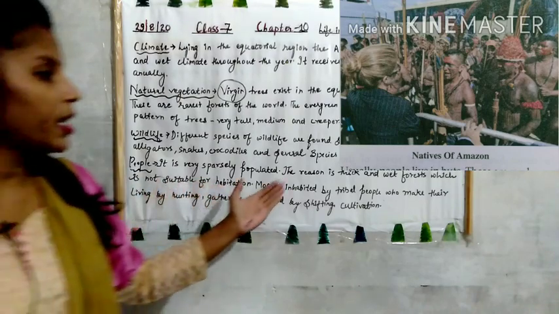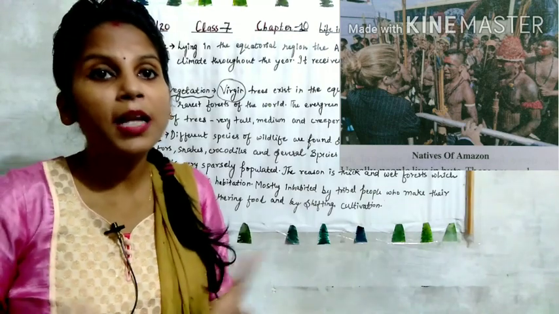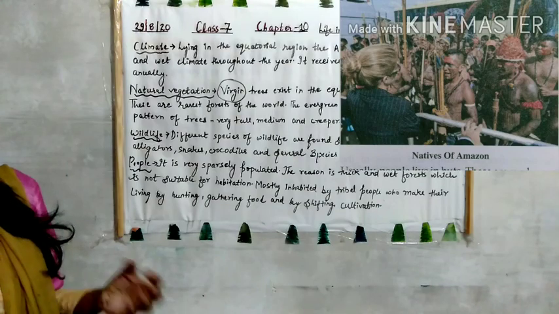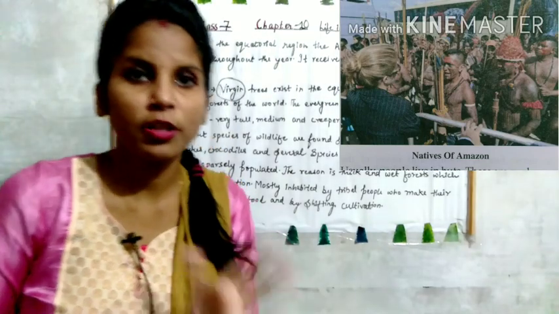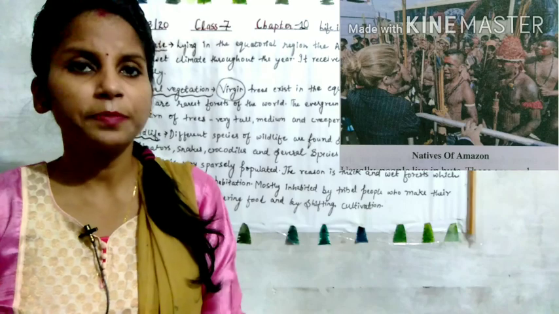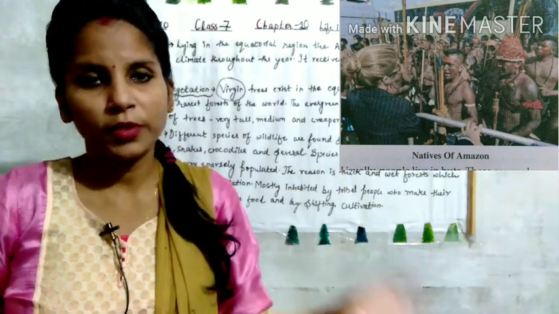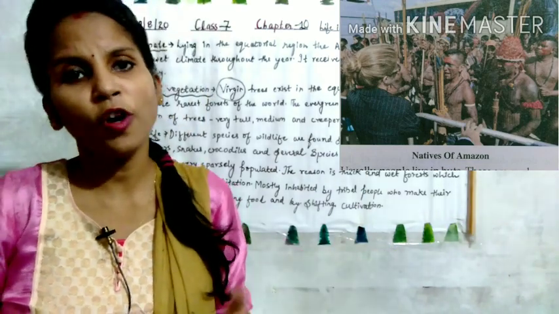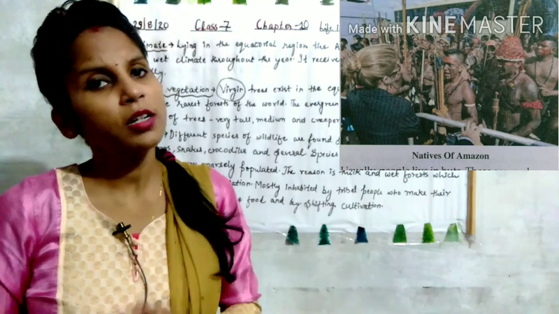ठीक. So mostly inhabited by tribal people. So mostly यहाँ कौन रहते हैं? Tribal people, आदिवासी लोग रहते हैं, who make their living by hunting, gathering food, and by shifting cultivation. You have studied shifting cultivation. What is shifting cultivation? The cultivation in which they grow one crop for some time and then again move to another land for cultivation. So this type of cultivation is called shifting cultivation.